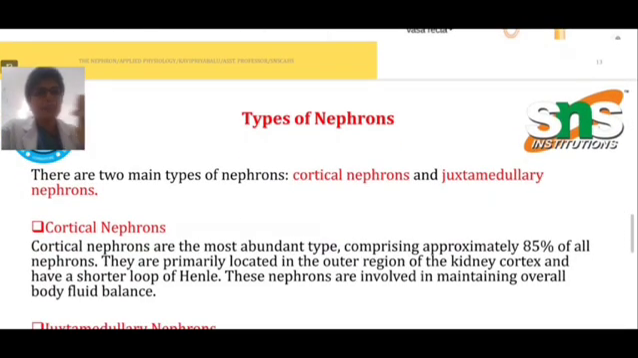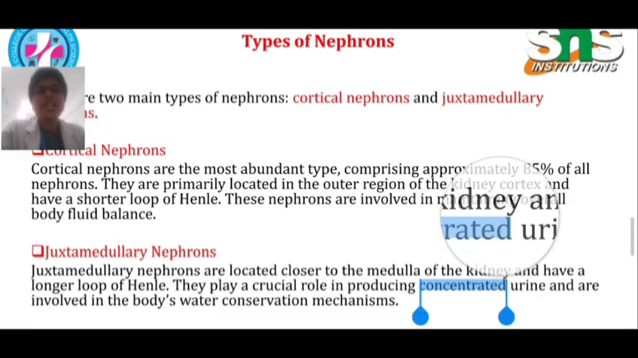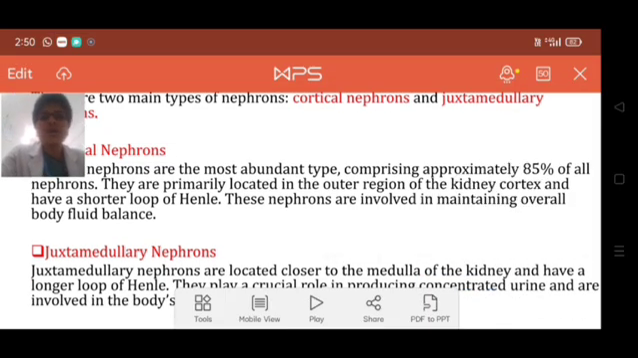Here are the types of nephrons: cortical nephrons and juxtamedullary nephrons. The cortical nephrons are the most abundant type, comprising approximately 85% of all nephrons. They are primarily located in the outer region of the kidney cortex and have a shorter loop of Henle. These nephrons are involved in maintaining overall body fluid balance.